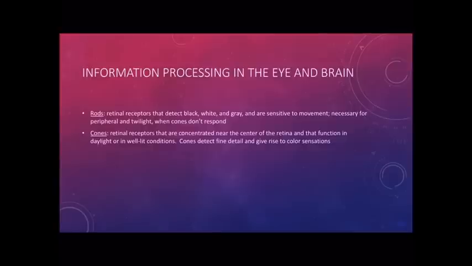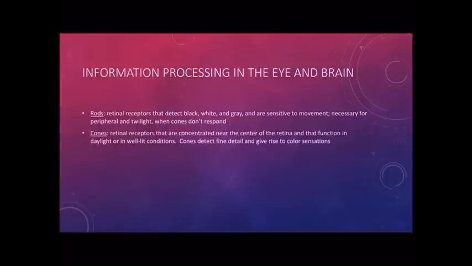So your rods are going to be on the outside of your eye, whereas your cones are clustered all in the middle of the eye. Again, because rods are for peripheral vision, whereas cones are for central vision. So your rods are going to be on the outsides of your eyes, and they're going to detect black, white, and gray, and they're really sensitive to movement.